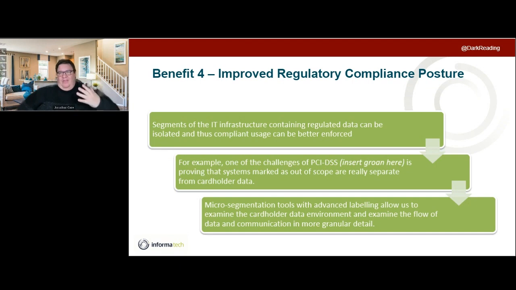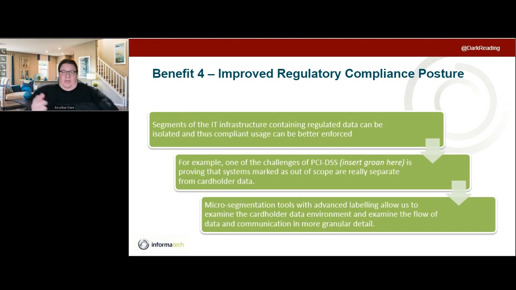Where we have infrastructure containing regulated data, and I talked about payment card data, but again, healthcare data, anything that we consider, and for that matter, pharmacy research figures, retail figures are considered highly sensitive as well, although not necessarily so directly regulated, we can isolate those in their own microsegments, and thus compliant usage can be better enforced.